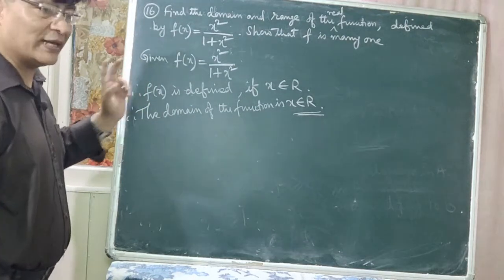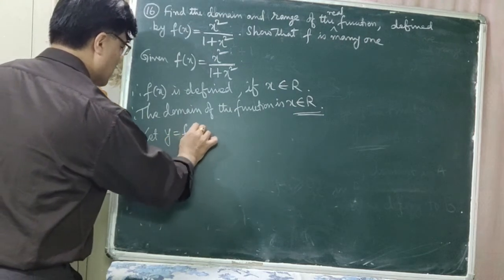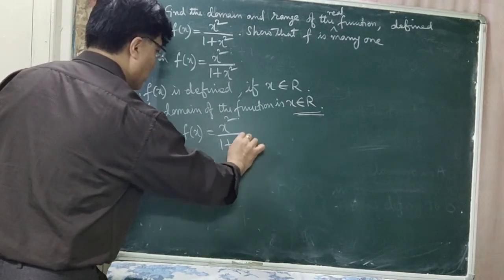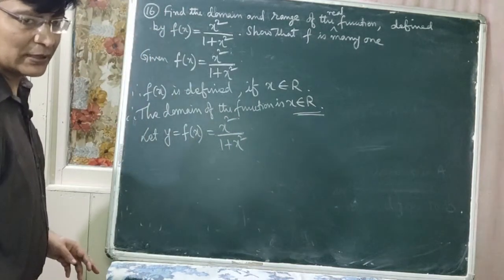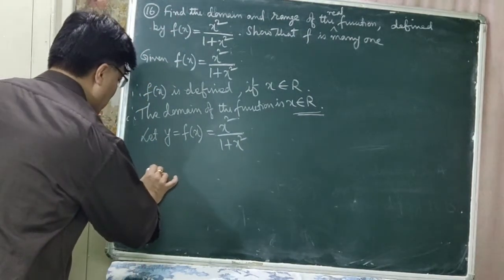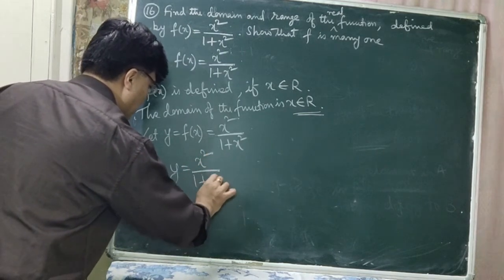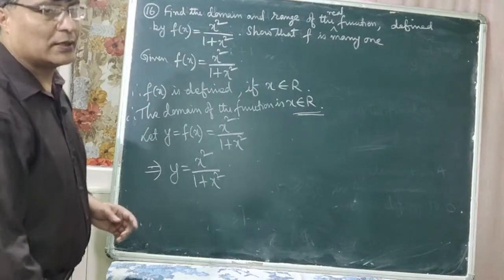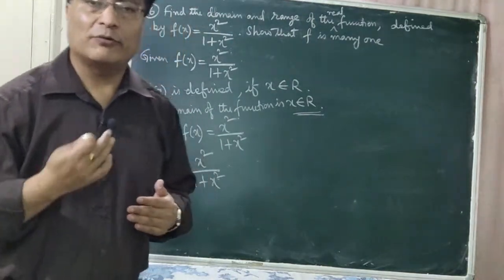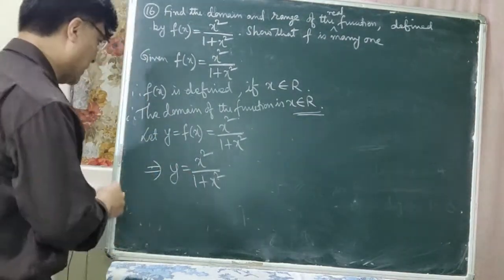So let us assume y is equal to f of x is equal to x square upon 1 plus x square. Right? So next what will you do here? Which implies that y is equal to x square upon 1 plus x square. So let us express x in terms of y. In order to get the range of the given function, let us express x in terms of y.